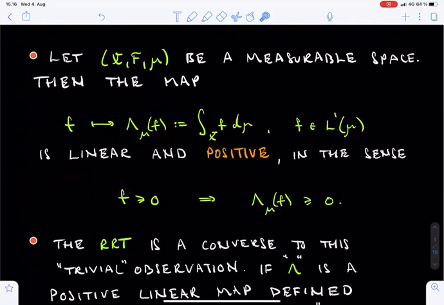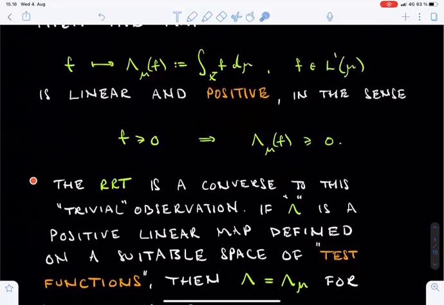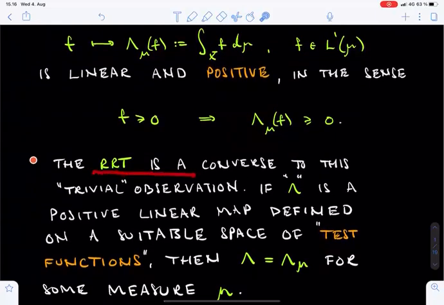Our functional Λ_μ has an additional special property, which is certainly not true of all functionals. It is positive. In this context, positivity means that if f is a non-negative function, then also Λ_μ(f) is a non-negative real number. This property is trivial. The integral of a non-negative function is a non-negative number. The Riesz representation theorem is a remarkable converse to this trivial observation.